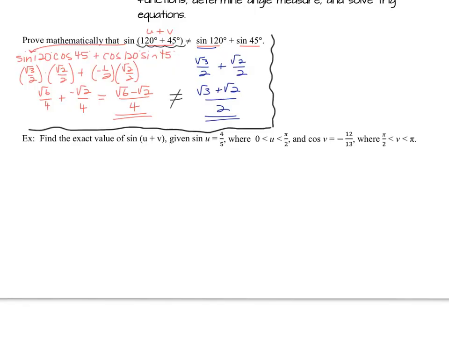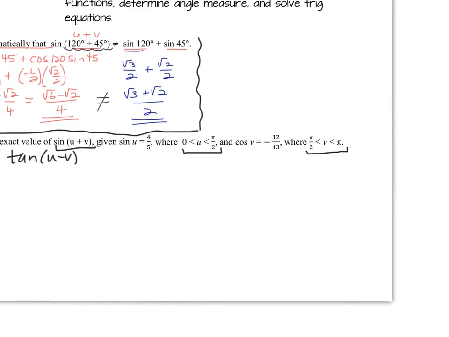What's going to make this next example a little bit tricky to navigate is that I want us to find the exact value of sine of u plus v, and we're going to find tangent of u minus v. So we're going to do two examples in this space. And then notice the rest of it. This is where it gets a little tricky. It says given sine u equals 4/5, where u is between 0 and pi over 2, and cosine v is equal to negative 12/13, and that's between pi over 2 and pi. This means we're going to need two pictures, so we're going to draw our pictures up above. That's why I wanted you to have some of that space to work with.